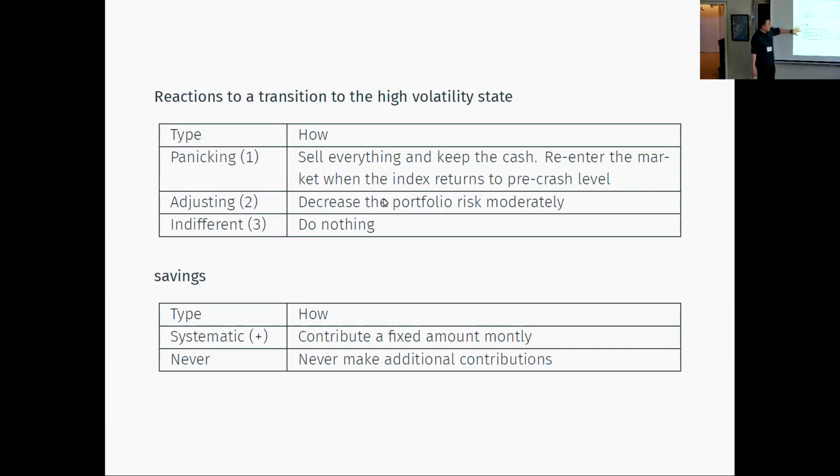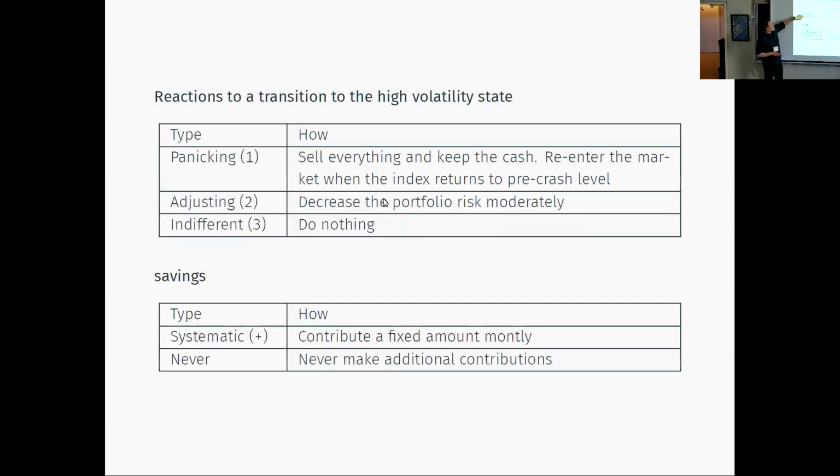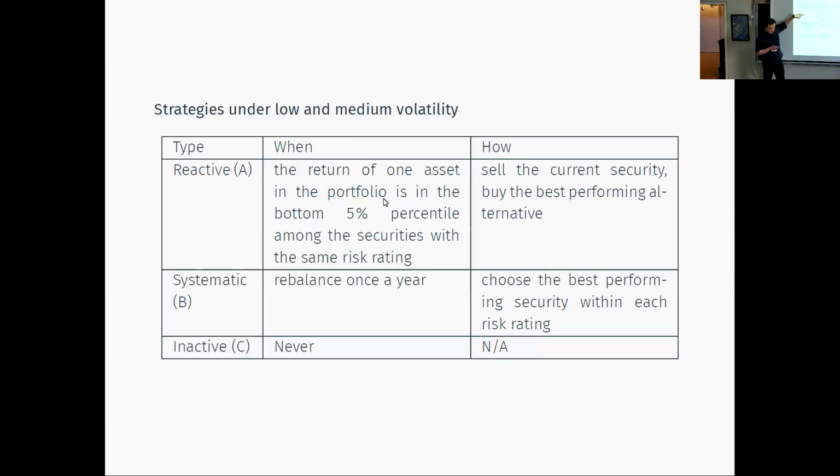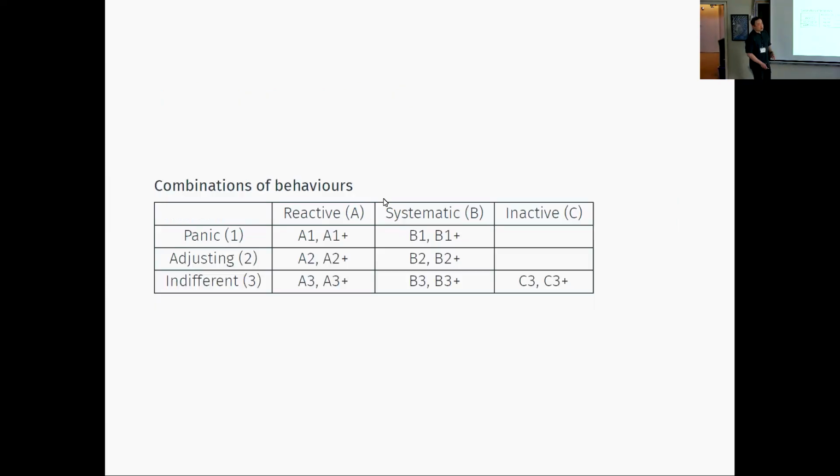Okay, and we also combine the saving component with these strategies. So in total, we have 14 different combinations of how they react in normal times, how they react in crash time, and whether they save or not. For example, A1 plus is our clients who are reactive to market movements, but who panicked during a crash, and who are systematic savers. So in total, we have 14.